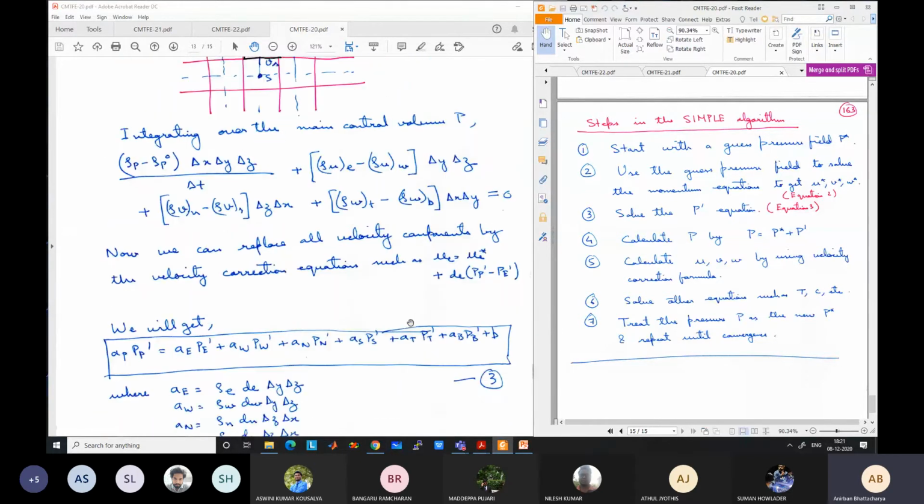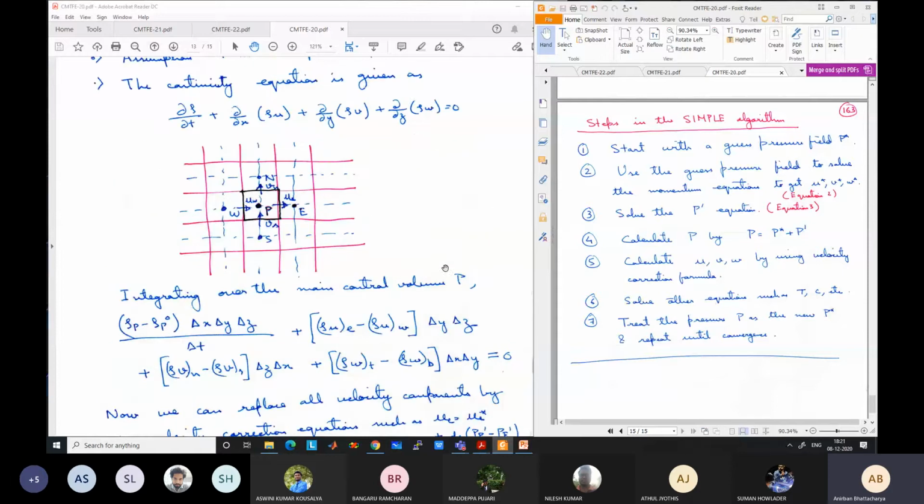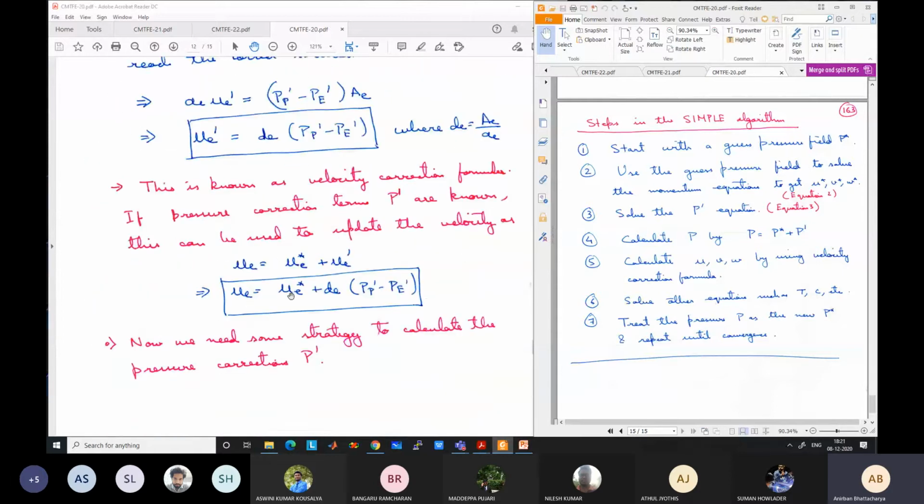Once this equation was there, we can solve this P dash equation using any of the methods. Then calculate P by adding P dash to P star, to get the updated value of P, and calculate U, V, W using this type of equations. U star is already known, and once P dash values are known, you can update the U value. This will not give directly the correct value because we had omitted some terms. And this was the method. Then we kept repeating this again and again with the new updated P as the guess pressure P star. This was our SIMPLE algorithm, and in SIMPLER we derived one more pressure equation in addition to the pressure correction equation and started with a guess velocity.